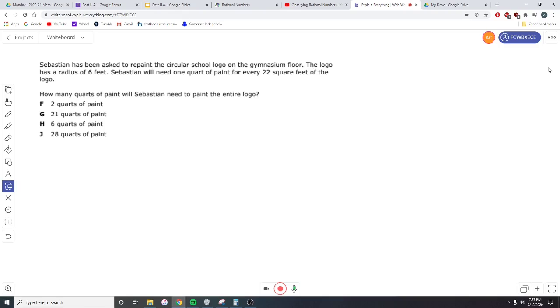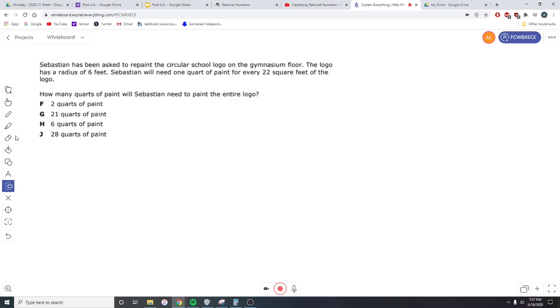Sebastian has been asked to repaint the circular school logo on the gymnasium floor. The logo has a radius of 6 feet. Sebastian will need 1 quart of paint for every 22 square feet of logo. How many quarts of paint will Sebastian need to paint the entire logo?